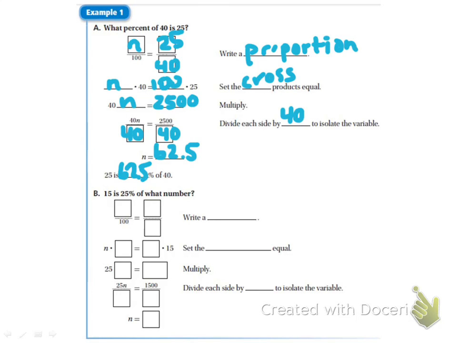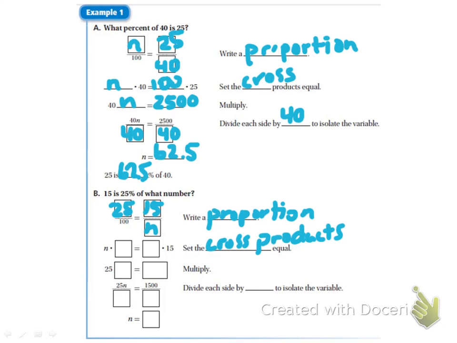Letter B. 15 is 25% of what number? So again, we're going to write a proportion. So our proportion is going to be 25, because we know our percent, 25 out of 100, equals 15, because it says 15 is 25% of what number? Well, of what number we don't know, so that would be letter N. We're going to set the cross products equal and cross multiply.